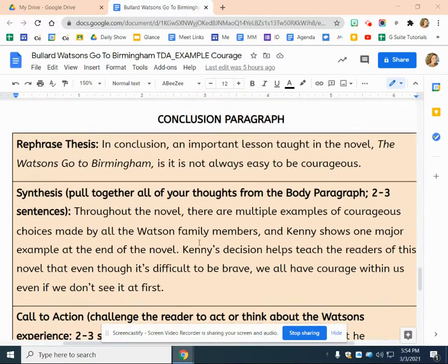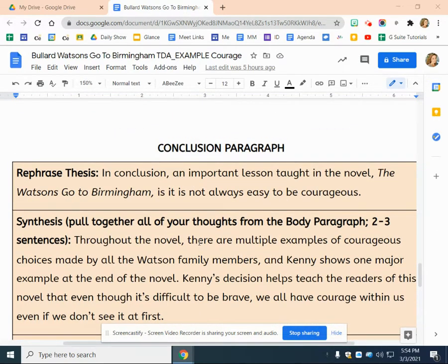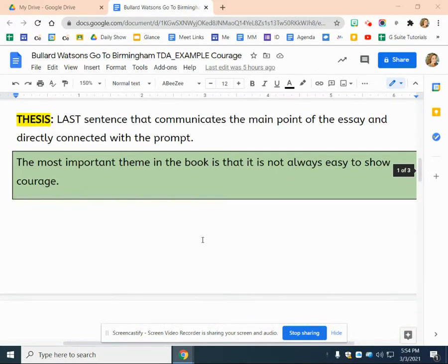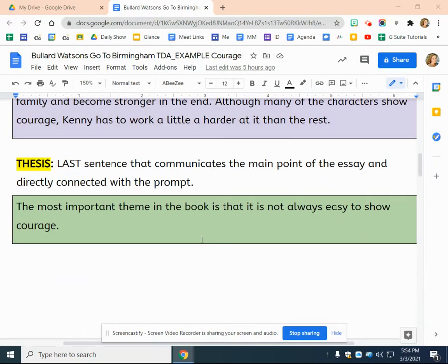So the first part is to rephrase your thesis sentence. What you'll do is you'll go up to your thesis sentence. Remember, that's in the introduction. That's the last sentence in your introduction in that green box. And I'm going to read mine so you can see what my original thesis was. The most important theme in the book is that it is not always easy to show courage.